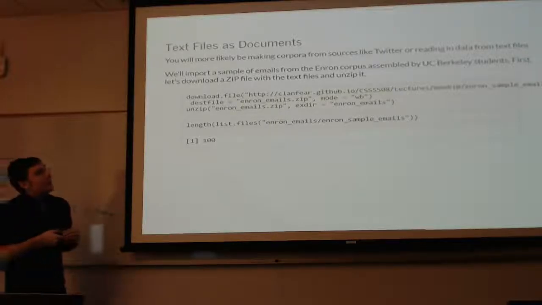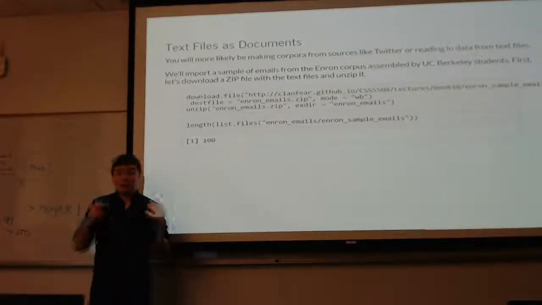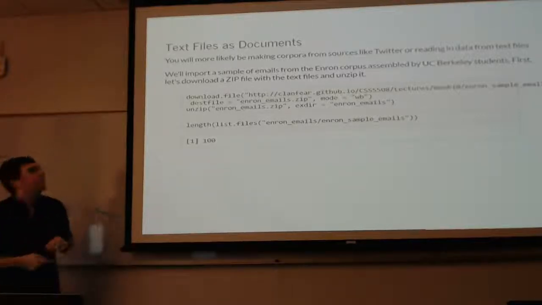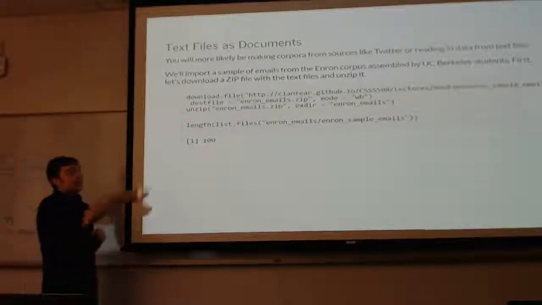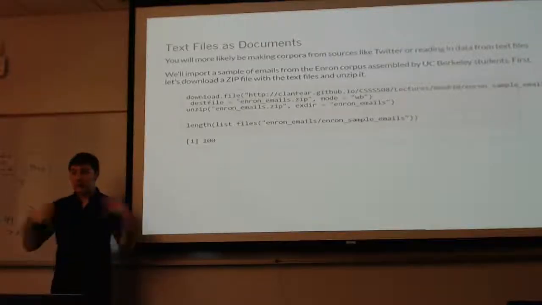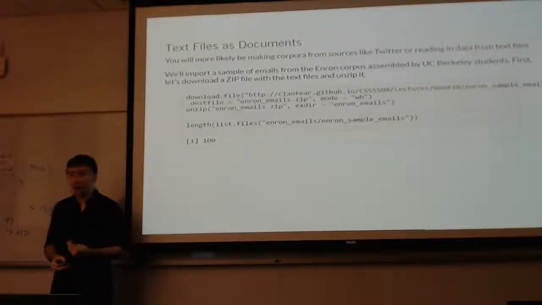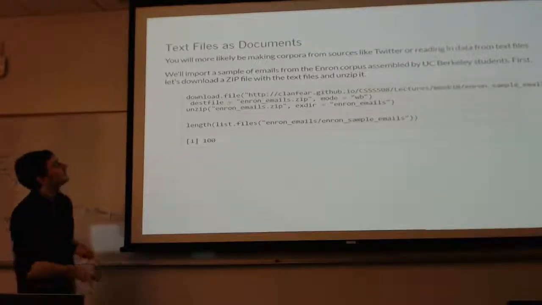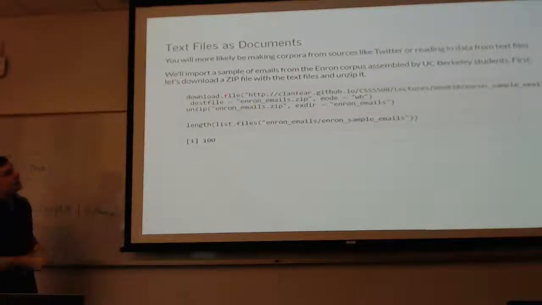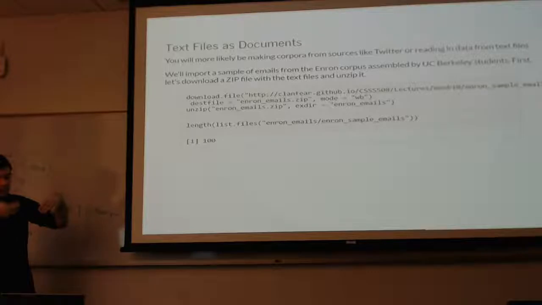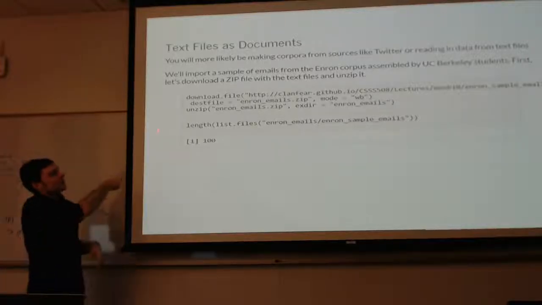Most of the time, we'll probably be making corpora from sources like a whole bunch of tweets from Twitter or by reading in data from text files. So what I've done here is take a sample of emails from the Enron corpus, which were internal emails at the company Enron, sent around before the company collapsed in a giant pile of fraud and embezzlement. These emails were assembled by UC Berkeley students. You can download a zip file of it. I downloaded the file directly from my GitHub, unzipped it into a subdirectory of the folder I'm working in, and I just take a peek at it.